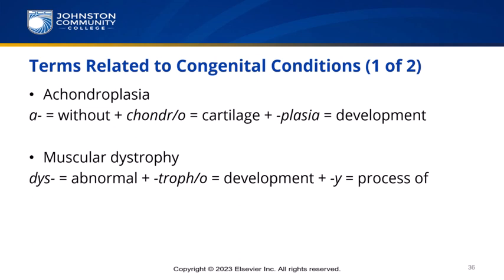Then let's define muscular dystrophy and decode it. This is an inherited group of disorders that is a progressive atrophy of skeletal muscles. So first we have dys, this is our prefix meaning abnormal. Then we have tropho, which means development. And then finally we have Y, which I always say is a process. Something is usually happening when you see the Y. So this is the process of abnormal development.